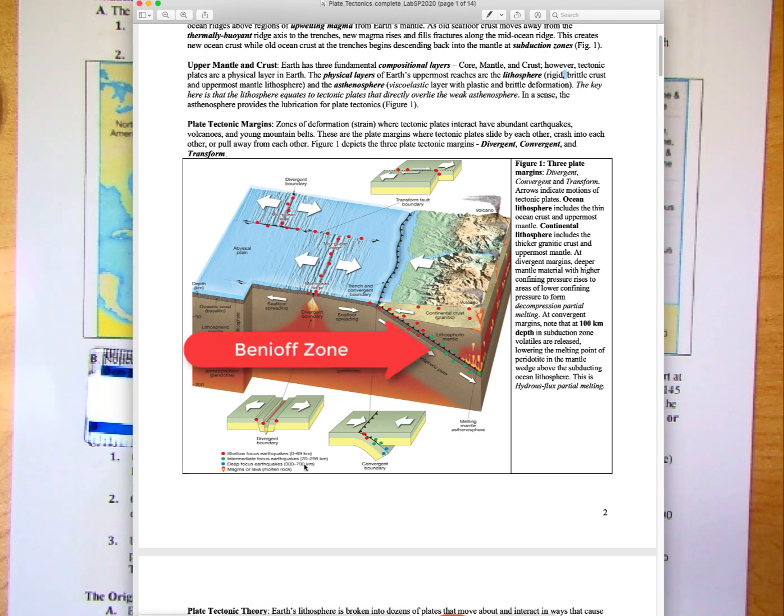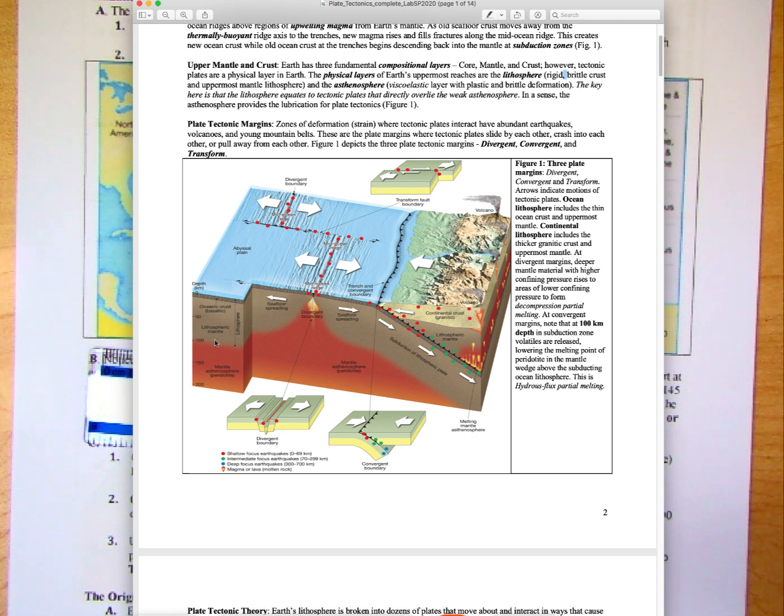This is what we call the Benioff zone, the Wadati-Benioff zone, and we'll be doing an exercise on that. The key thing is that it documents a reverse fault, right? A reverse fault where the overriding plate, or hanging wall, is moving up over the footwall, or the descending ocean lithosphere here. Also note that at divergent margins and transform margins, we only see shallow focus earthquakes.